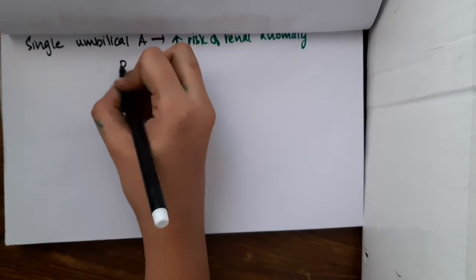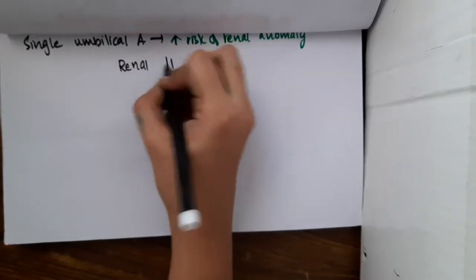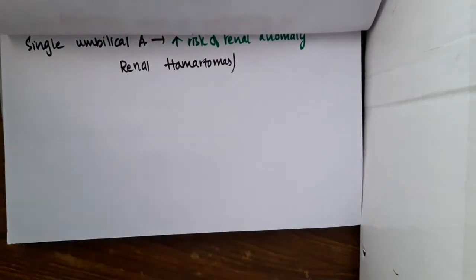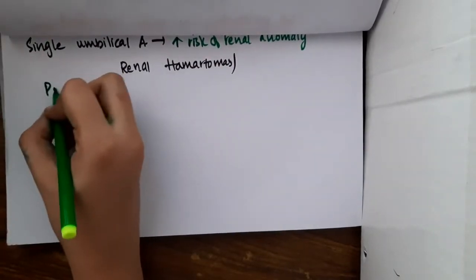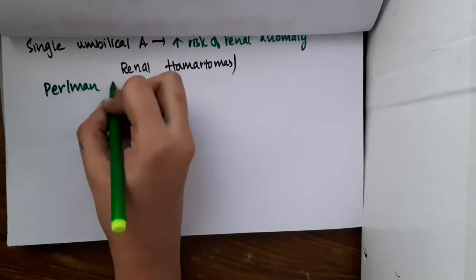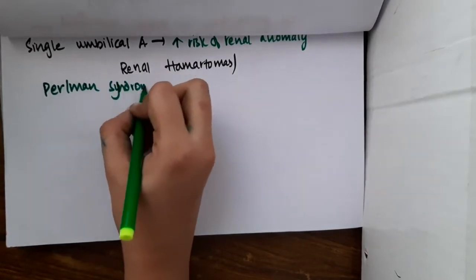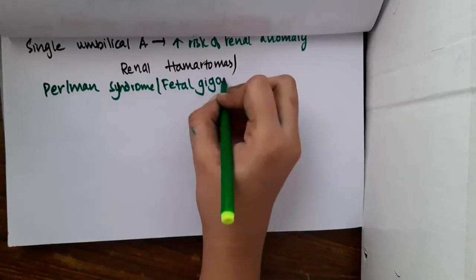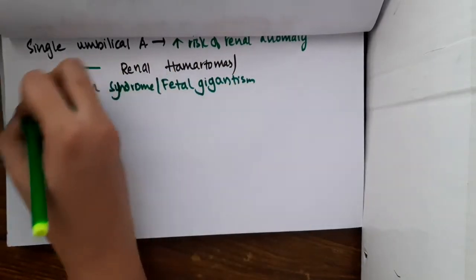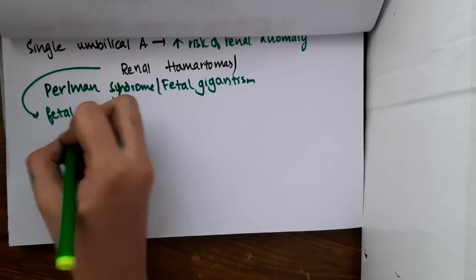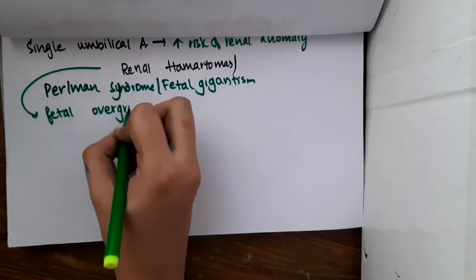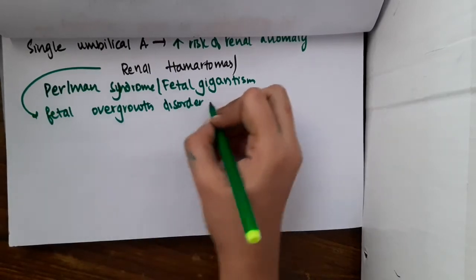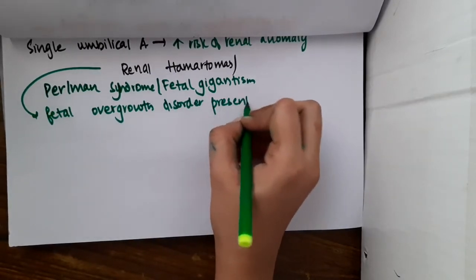Hello friends, let us now learn some important points about renal hamartomas. So what are renal hamartomas? Renal hamartomas are also called Perlman syndrome, or we can also call them fetal gigantism. So in renal hamartomas, you will see that there will be a fetal overgrowth disorder. It is a fetal overgrowth disorder which is present at birth.